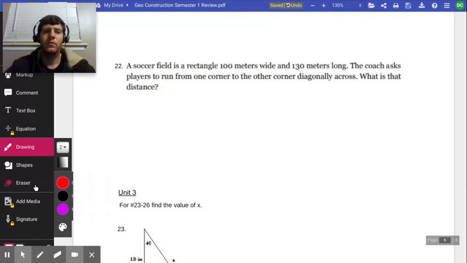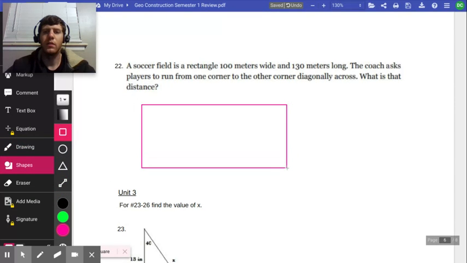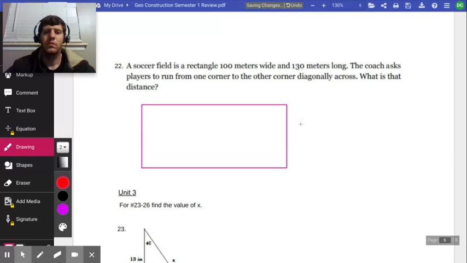All right, we have a rectangular soccer field, 100 meters wide by 130 meters long. So 100 meters here, 130 meters here. The coach asks players to run from one corner to another diagonally across. Okay, what is the distance?